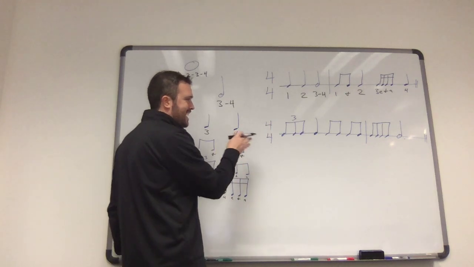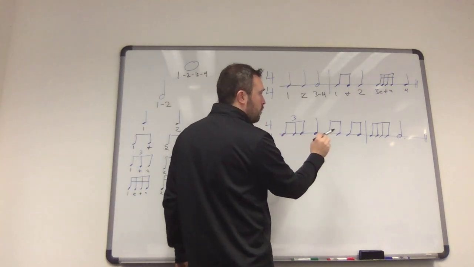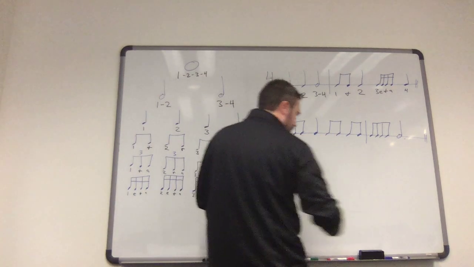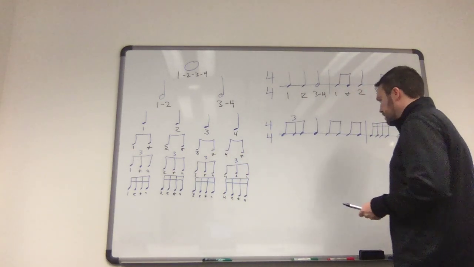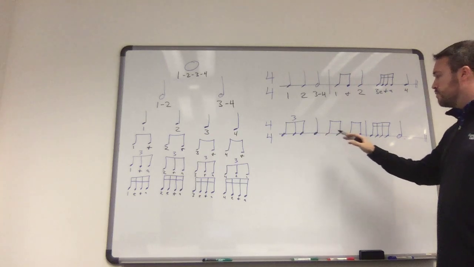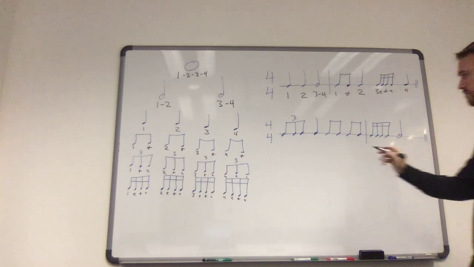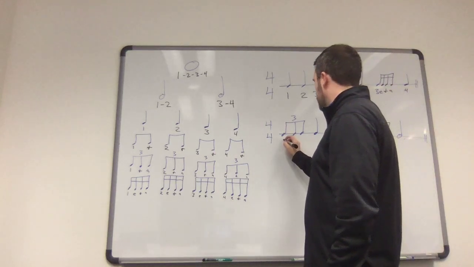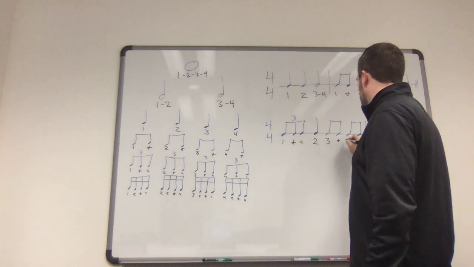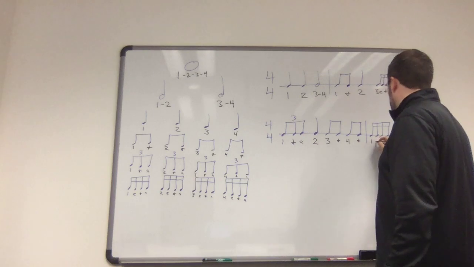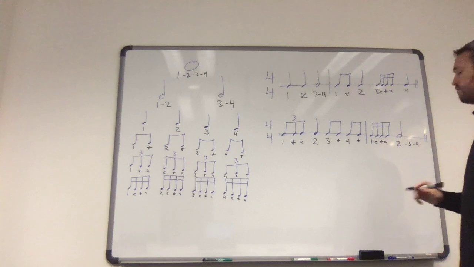So how would we count the second line? We get 1 and a 2, 3 and 4 and 1 and, oh, I made an error in the writing. I'm going to fix that now. Got a little careless. And go again here. 1 and a 2, 3 and 4 and 1 e and 2 dash 3 dash 4. So let's write that in.